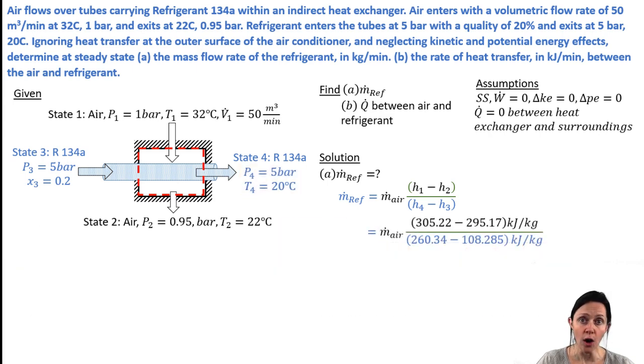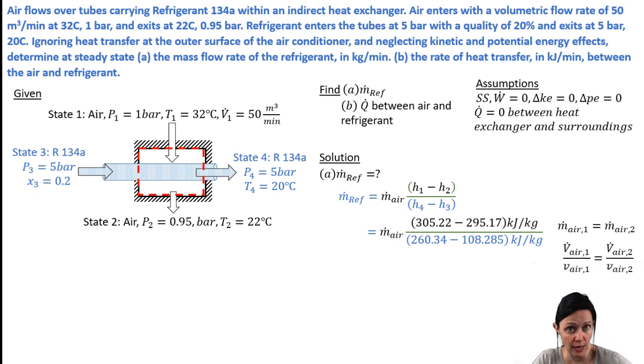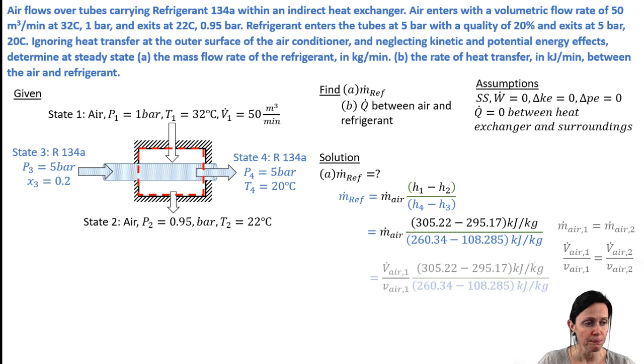Now I've got everything, all my h values. The only thing that I don't actually have is m dot of my air. I am given the volumetric flow rate, and since the mass flow rate of the air in is equal to the mass flow rate of the air out, I can use the volumetric flow rate at state 1 or state 2 to calculate what m dot of the air is. However, I only know V dot of the air at state 1, and that's the 50 meters cubed per minute. So with that information, I just need to plug that in.